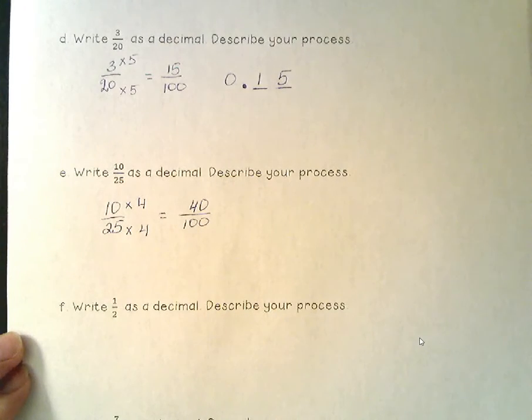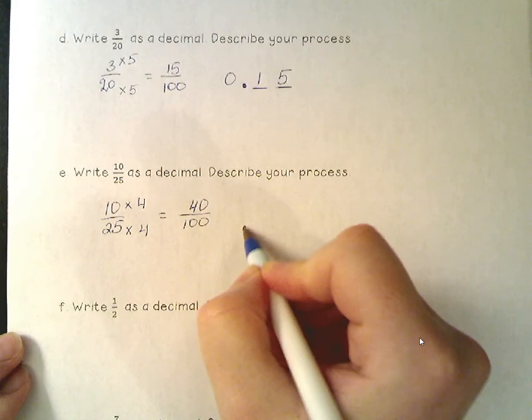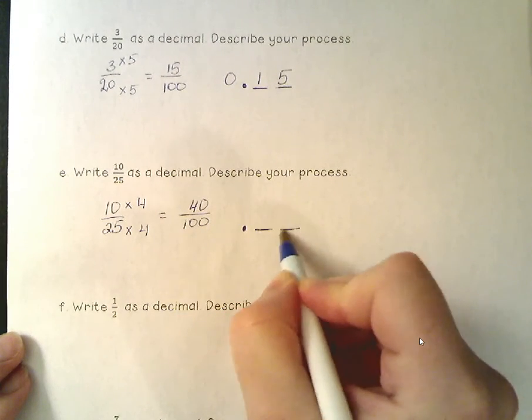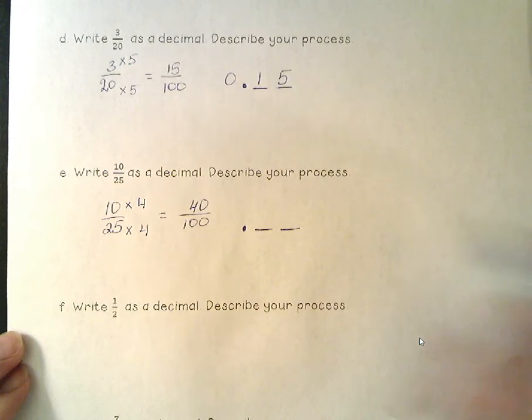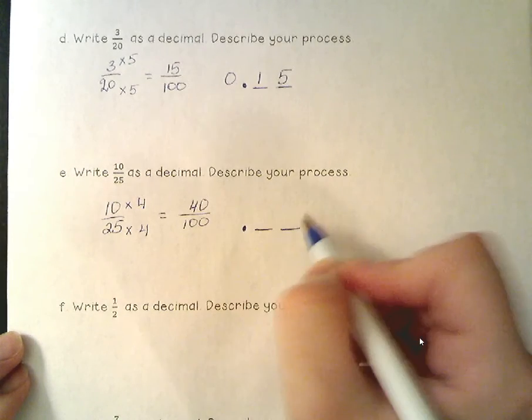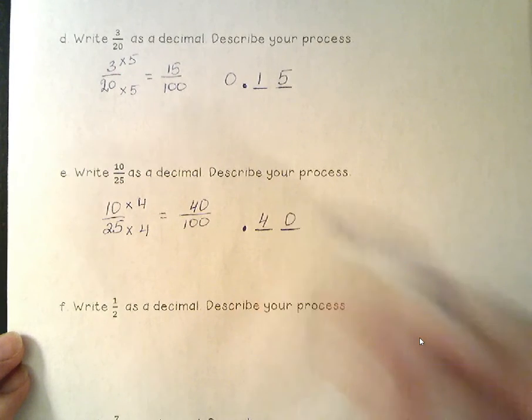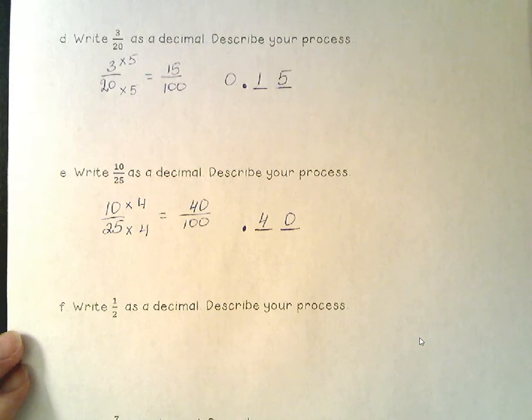40 hundredths. How do I write 40 hundredths? I have to have a decimal point, and hundredths means that I have to have 2 places after the decimal. Okay? And I need to put my 40 within those places. So I'm going to put 40 right here. 40 hundredths. And there are 0 whole numbers.